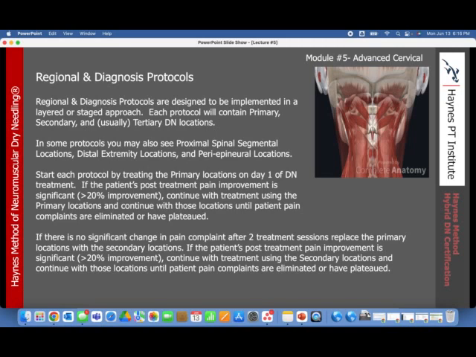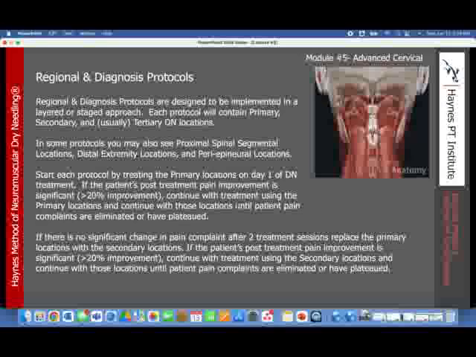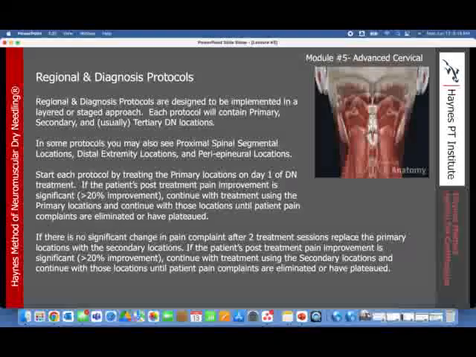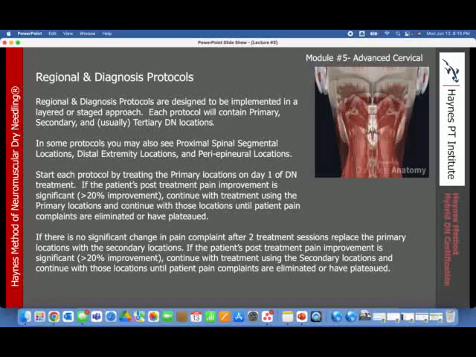So our regional and diagnosis protocols are designed to be implemented in a layered or staged approach. Each protocol will contain, again, the primary, secondary, and usually a tertiary dry needling location. In some protocols, you may also see proximal spinal segmental locations and some distal extremity locations, as well as some periepidural locations. You want to start each protocol by treating the primary locations on day 1 of dry needling treatment.